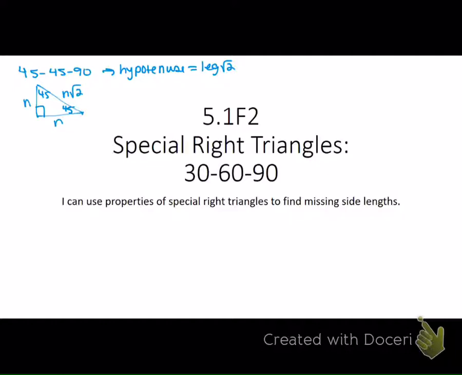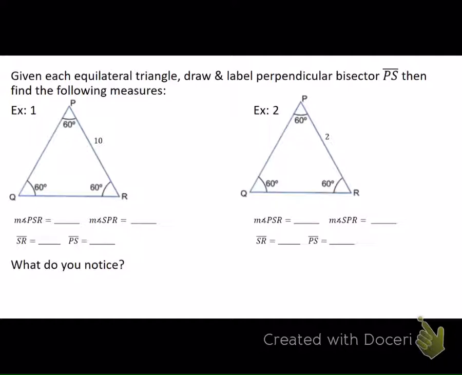So let's determine the relationship of a 30-60-90. Given each equilateral triangle, draw and label a perpendicular bisector PS, then find the following measurements. So we're going to draw the perpendicular bisector PS. It's a bisector, which means it splits the angle into two congruent pieces. So now we have a 30-60-90, and another 30-60-90.